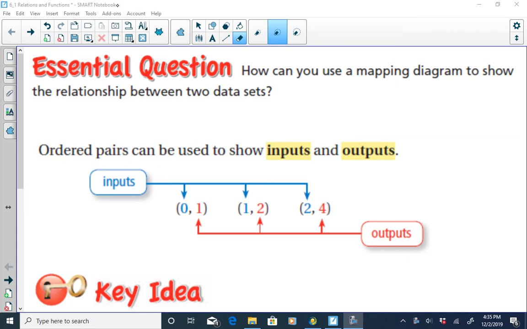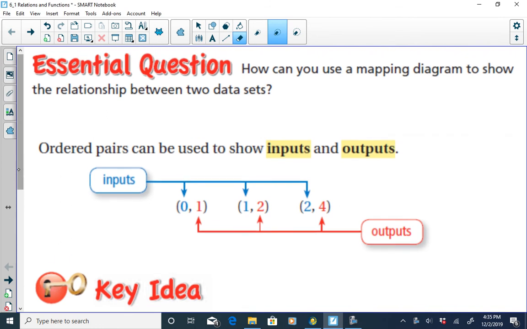Our lesson today is to take a look at relations and functions, and to be able to tell the difference between a relation and a function. First, ordered pairs can be used to show inputs and outputs. And we all know our ordered pairs contain an input, which is an x value, and an output, which is a y value.